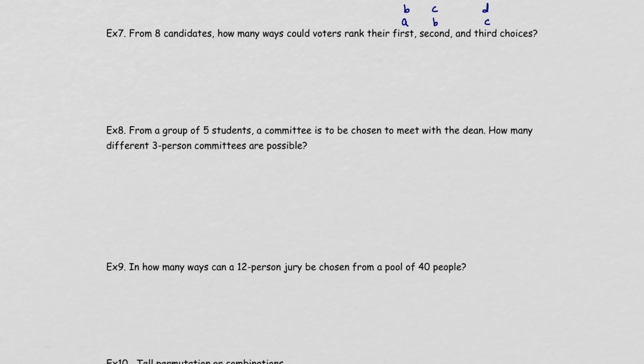So this time order is going to matter because the ranking matters, even if it's the same people picked. So it will be the permutations out of 8, picking 3, so it will be 8 factorial over 8 minus 3, so 5 factorial. This gives you 8 times 7 times 6, which is going to be 336 ways.